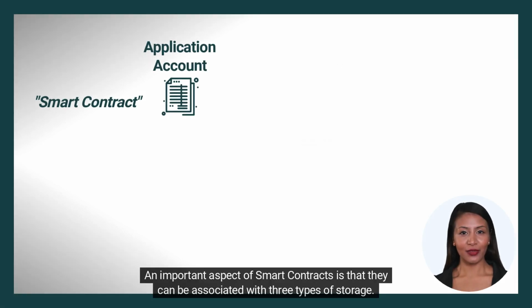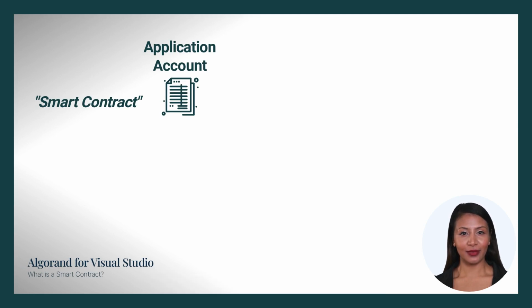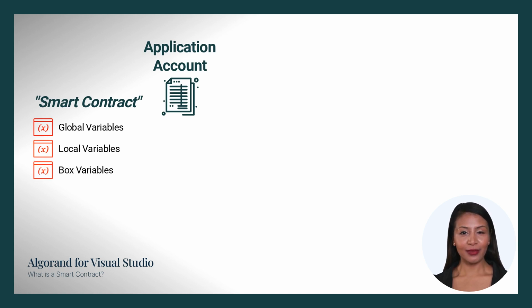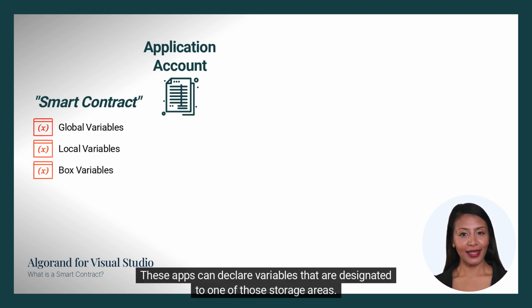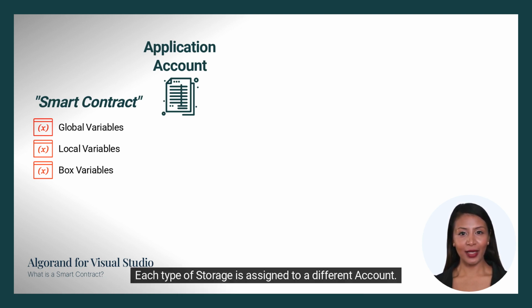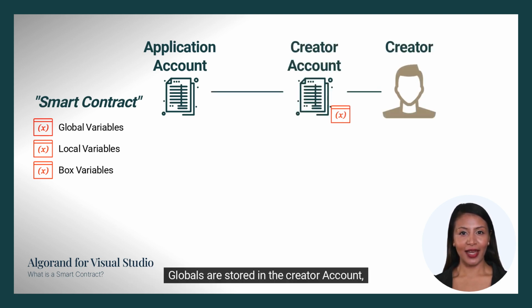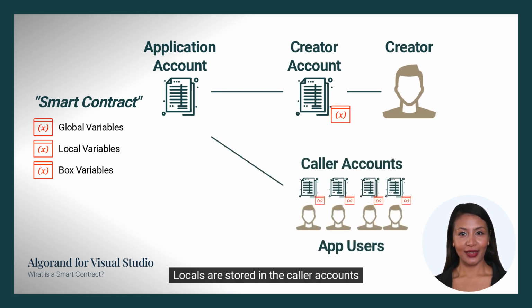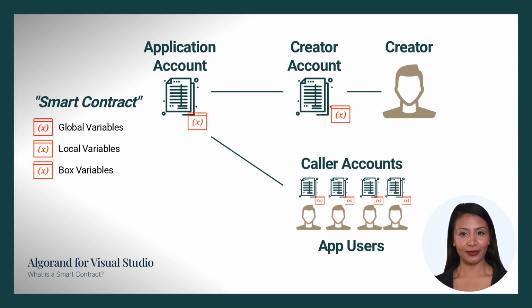An important aspect of smart contracts is that they can be associated with three types of storage: global, local, and boxes. These apps can declare variables that are designated to one of those storage areas. Please see the Algorand developer documentation for technical limitations on storage sizes. Each type of storage is assigned to a different account. Globals are stored in the creator account. Locals are stored in the caller accounts. And boxes are stored in the application account.